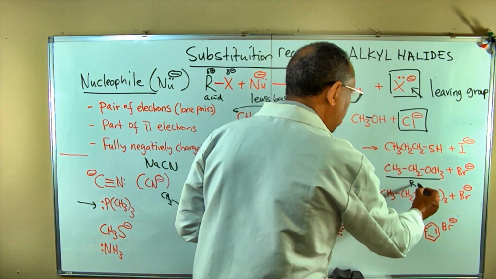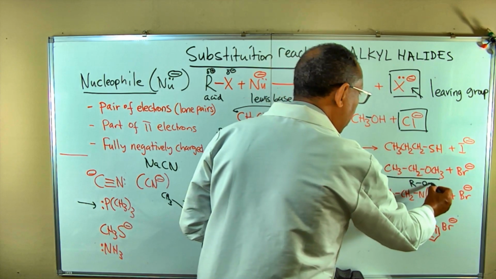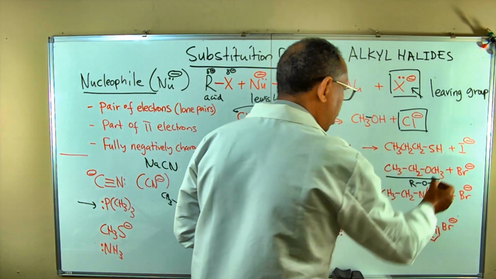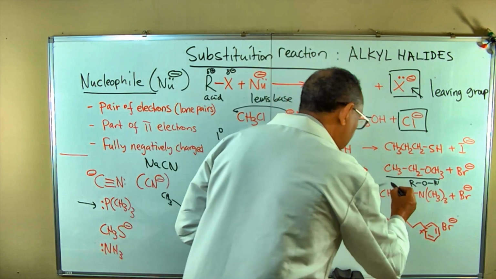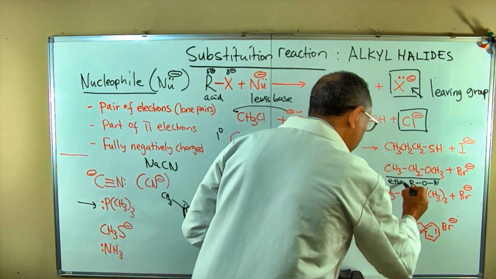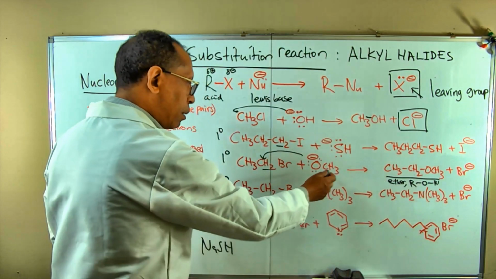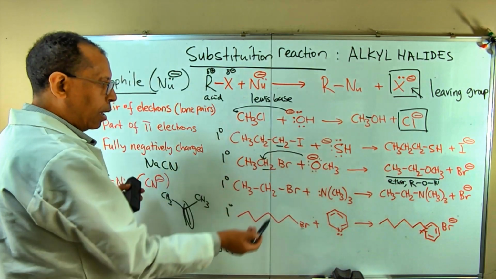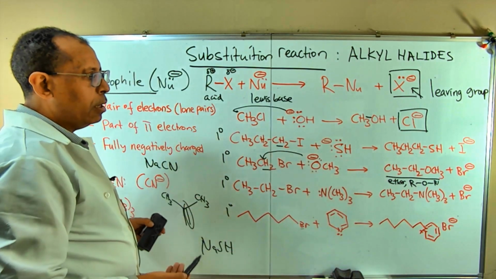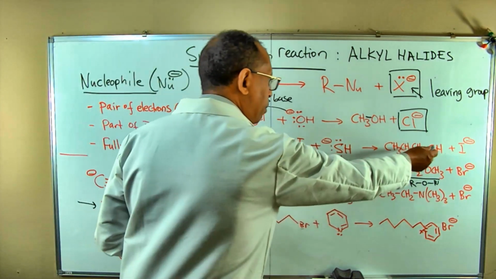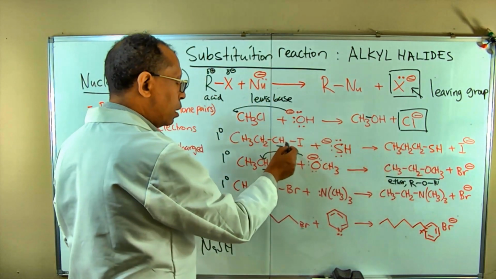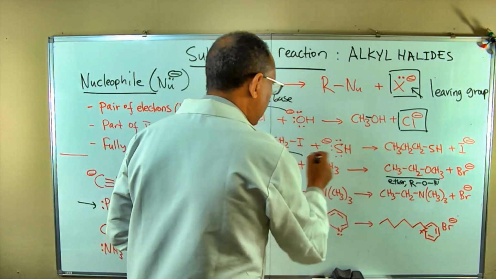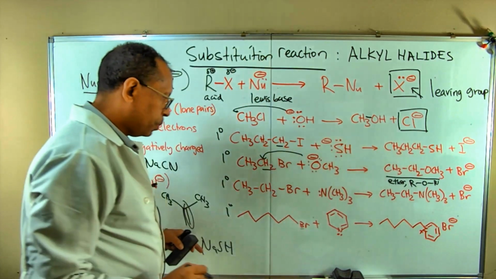So it's R, O, R prime, which is the CH3. So this is an ether. Ethers are formed by nucleophilic substitution of an alkyl halide. So that's how you make an ether. Here you have made a thiol by replacing the iodo using a nucleophile.